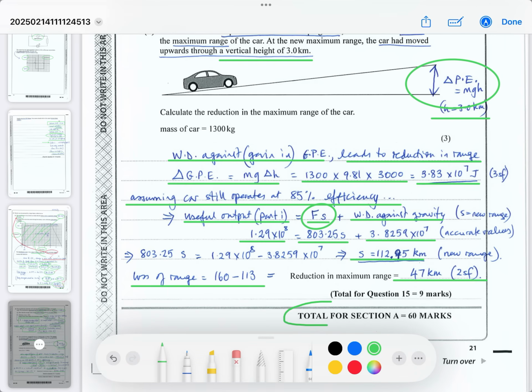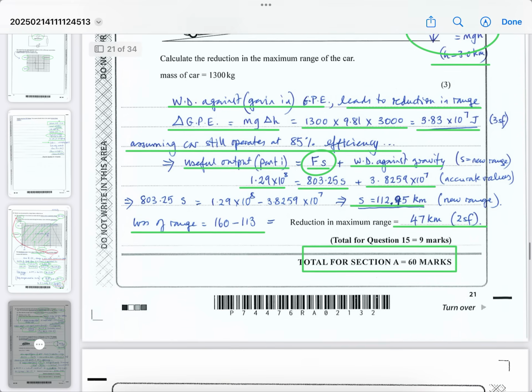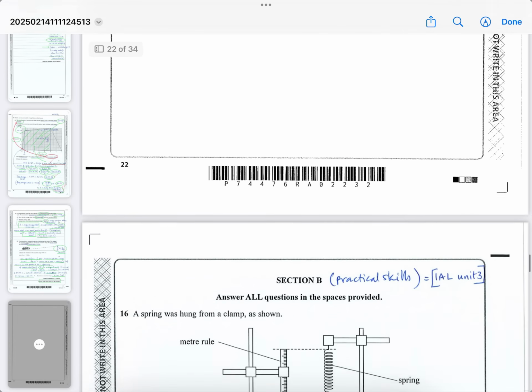So you've noticed that up to here, all the questions have been mechanics and electricity. Now in the next section, section B, the questions could be on any part of the year 12 syllabus or specification. So the last part will be the 20 marks in this paper, and I'll just show you the first question.